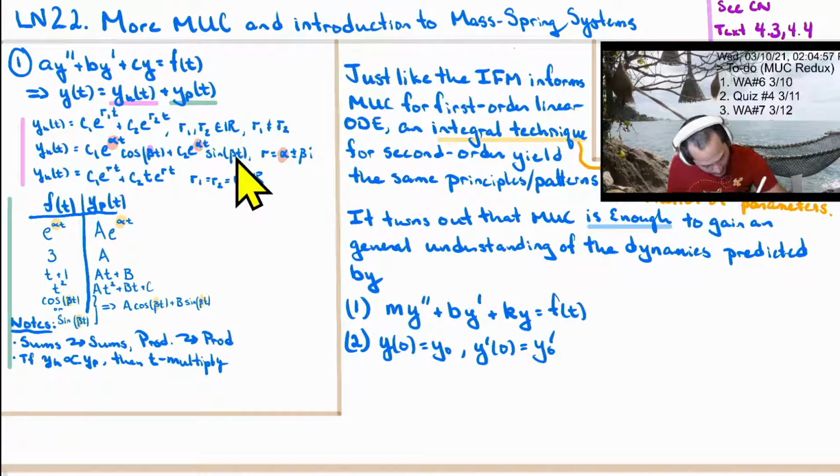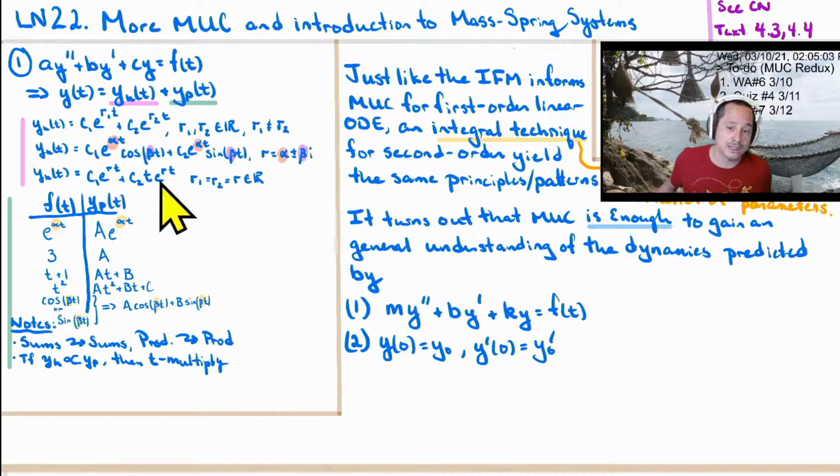Where we have this real part and imaginary part. And then the last thing here is that if the root is repeated, you get a second solution, which is a t multiplied version of the first solution. Okay, those are the three homogeneous cases. And then we've got to remember our MUC table and do battle with the rest.